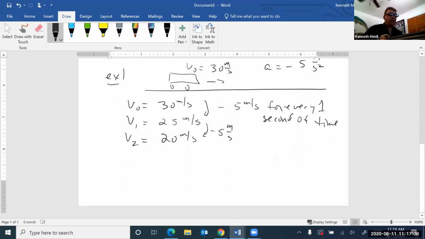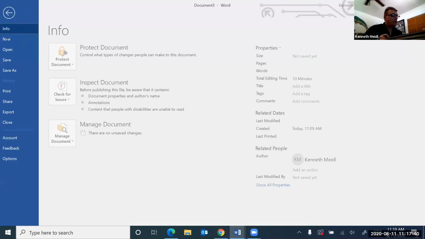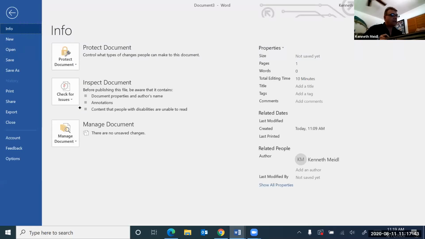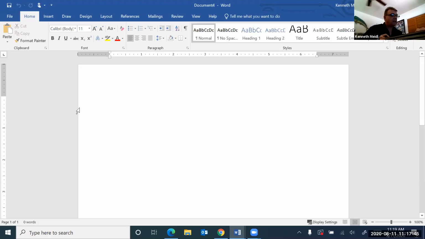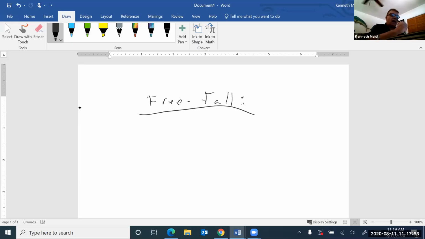But a falling object on Earth accelerates, and we call this free fall. This is an object falling just under the influence of gravity. We're not worrying about air resistance or the wind pushing it or anything like that at all. So once you let it go, it starts from zero, and then it picks up speed.